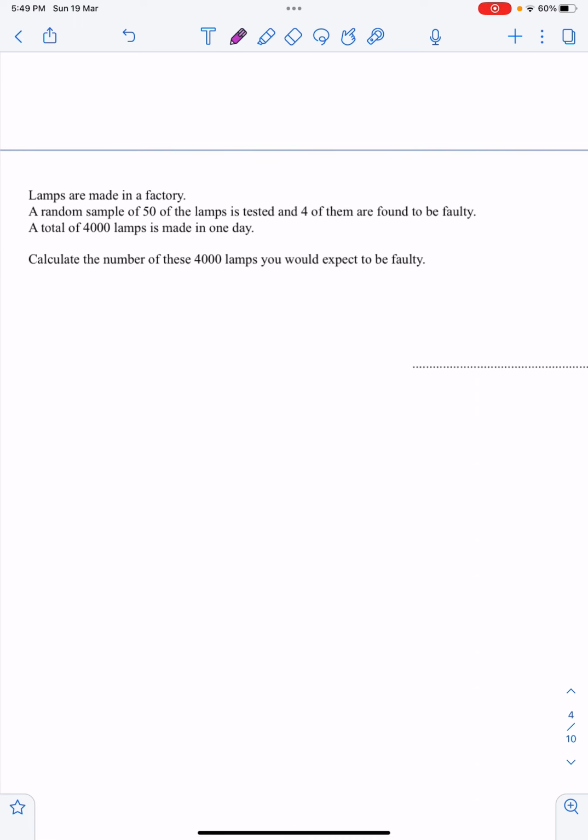First of all, we'll find out the relative frequency of being faulty. So relative frequency is 4 out of 50. Now the number of times out of these 4000, so 4 upon 50 multiplied by 4000. Simplified, it will be 320.